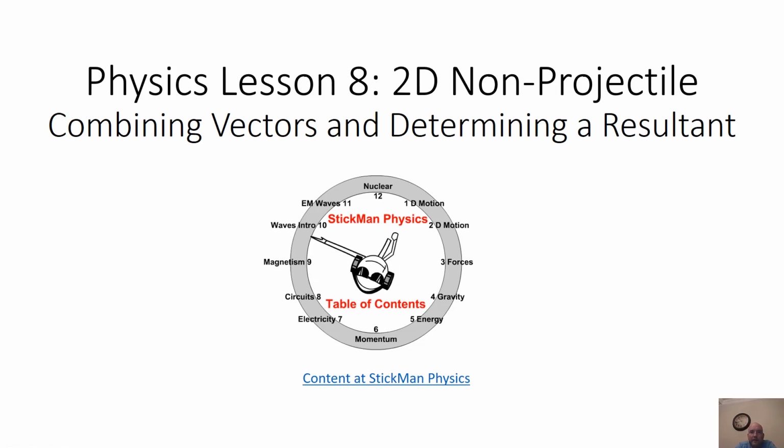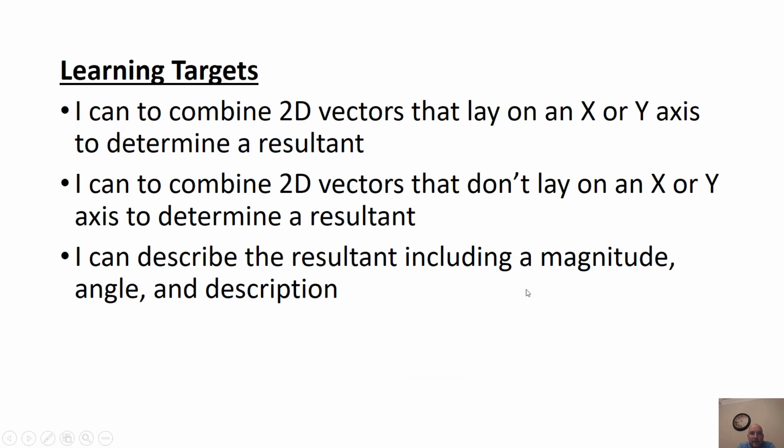Okay, this is our 8th physics lesson. We're in 2D non-projectile motion. We're going to learn combining. We're going to look at combining vectors and determining a resultant, naming that, and doing a few things with that. We're going to start off with the easiest: vectors that lie directly on the x or y axes. We're going to determine the resultant.